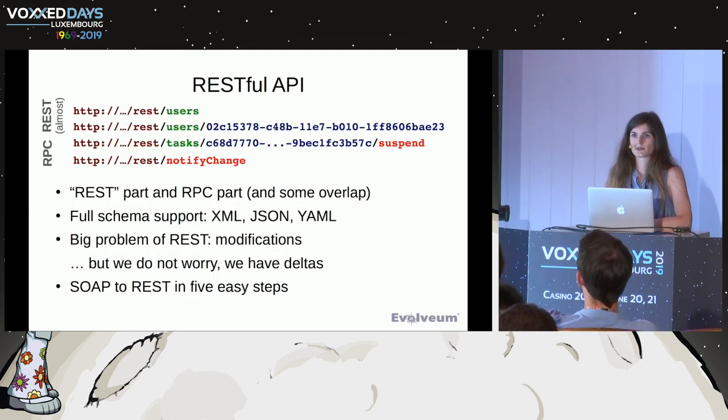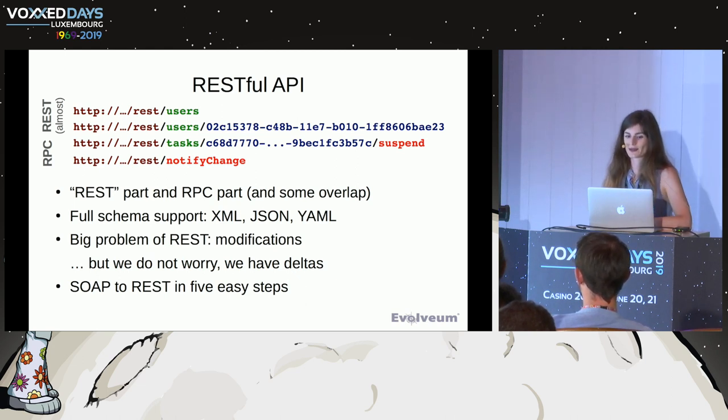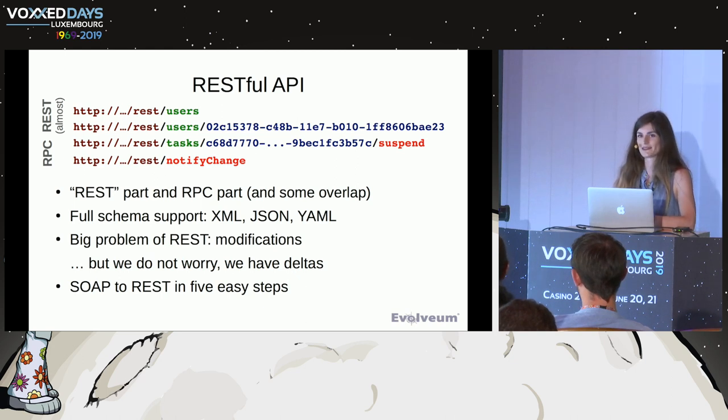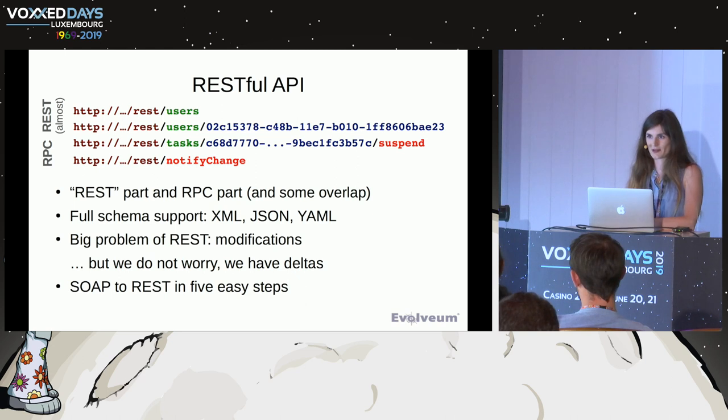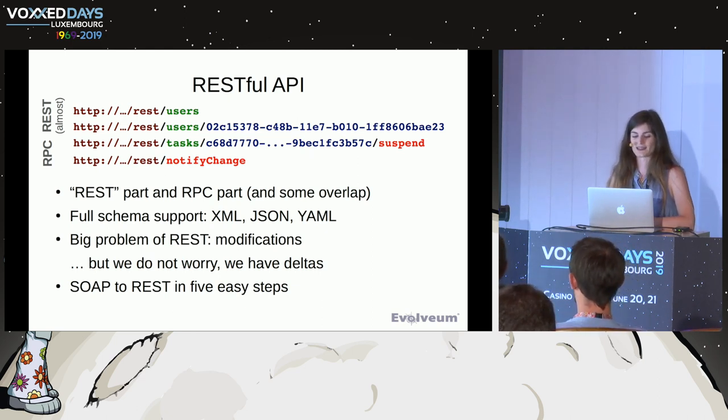I mentioned that we are not modern, and we are not hype, and we are not sexy because we don't have microservices and nothing like that. But at least we have REST, and we have a RESTful API, or at least we try to have a REST API. But then it turned out that it's not possible to have a purely RESTful API. So we have an almost RESTful API, and then we have an RPC-like style API. And also in the REST, we support all three data formats: XML, JSON, and YAML.